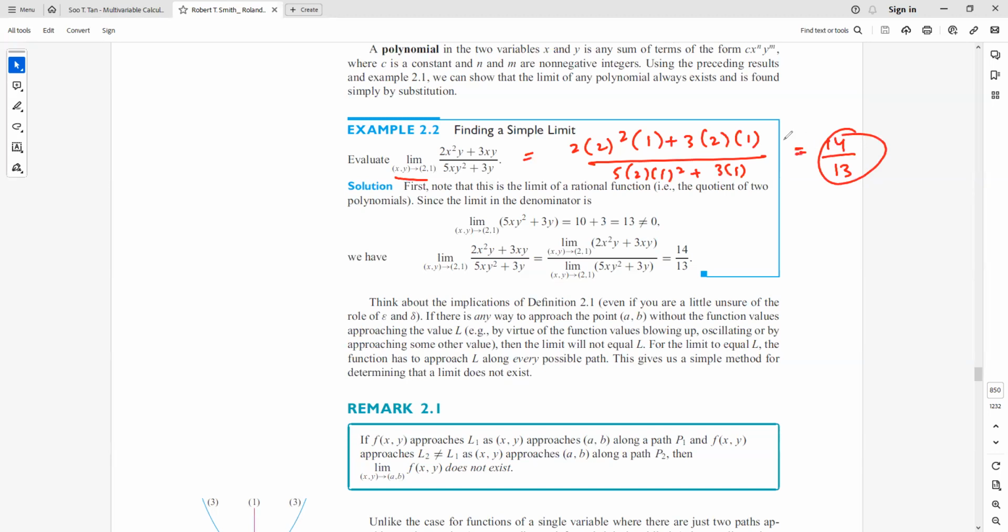So it's a defined value, so we say that the limit exists. We don't need to check from different paths because the limit exists. It's not an indeterminate form, but a determined form. It's a point, so we say that the limit exists and the limit equals 14 over 13. Now let's take another example.